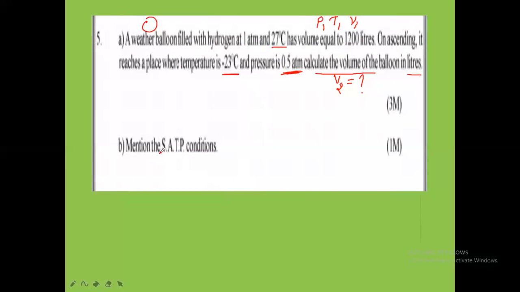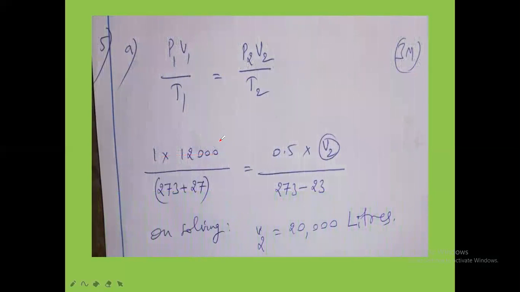Liters. And mention the SATP conditions. SATP means standard ambient temperature and pressure. So from the given data, P1, V1, T1, P2 and T2 are given, and V2 we are asked to find out. Then V2 is equal to P1 V1 T2 by P2 T1, by cross multiplication.